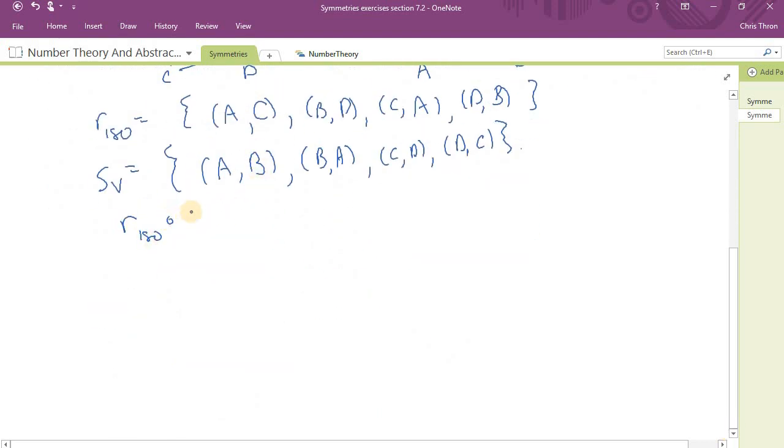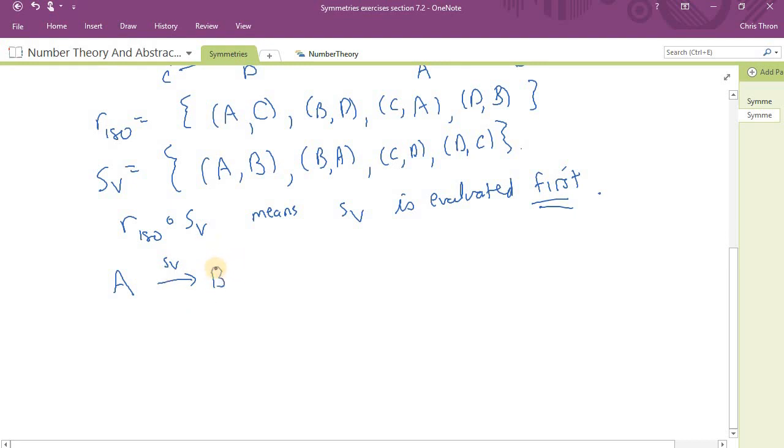R180 composed with SV means the SV is evaluated first. Okay. All right. So now I know that if I start with A, then SV is going to take that to B. Okay. So A goes to the position of B.